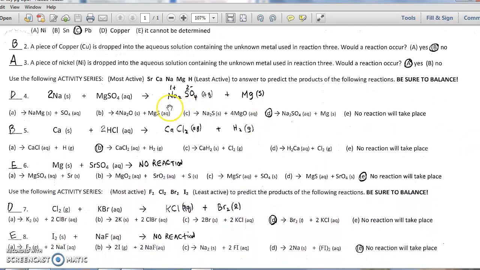All right, questions 4 through 6. We're using this activity series right here. The most active is strontium, the least active is hydrogen, and we're supposed to predict the products. In number 4, if we drop a piece of sodium in magnesium sulfate, would a reaction even occur?